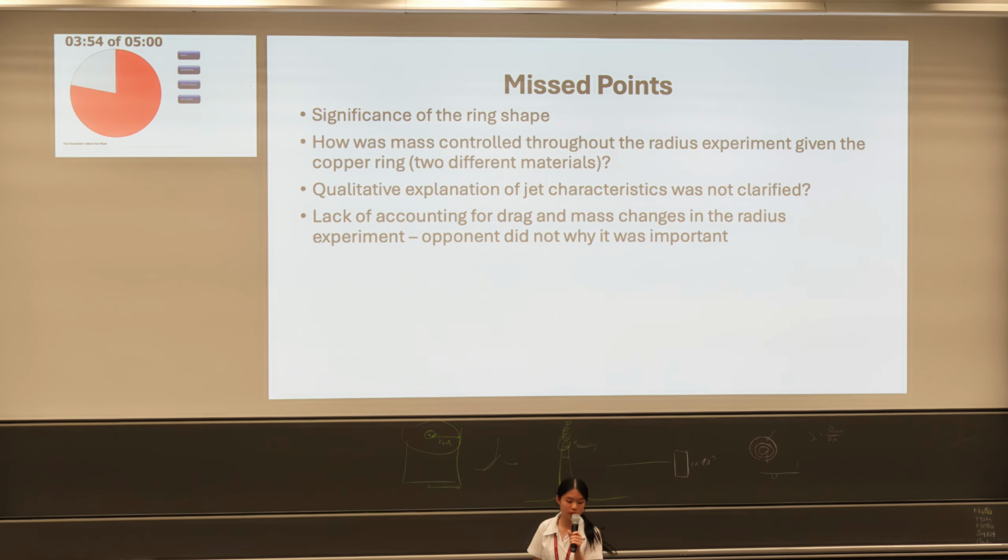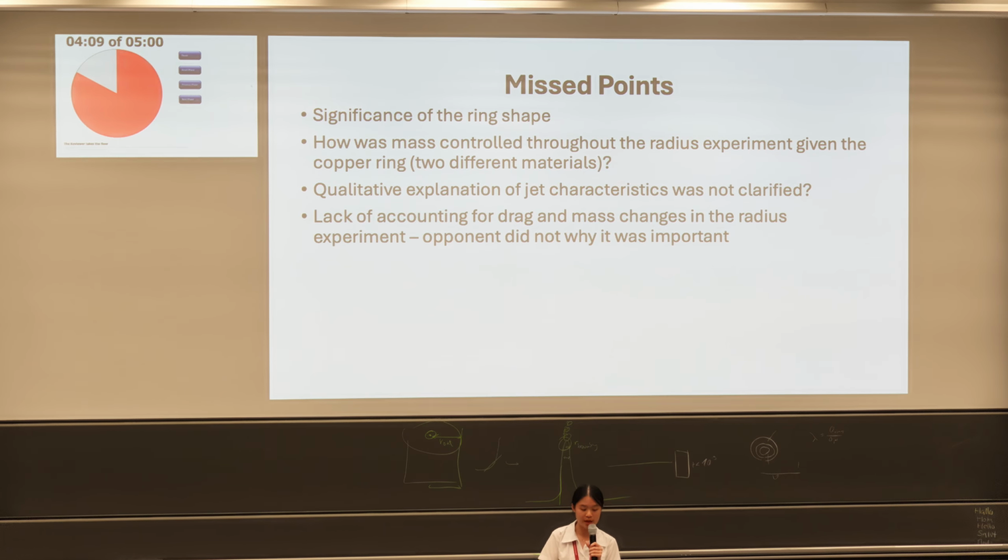And lastly, onto the missed points. First of all, they didn't discuss the significance of the ring shape, and that was brought up in my clarifying questions. I think the shape of the ring would have a big impact on the formation of the jet and the maximum height of the jet, which they did not talk about.